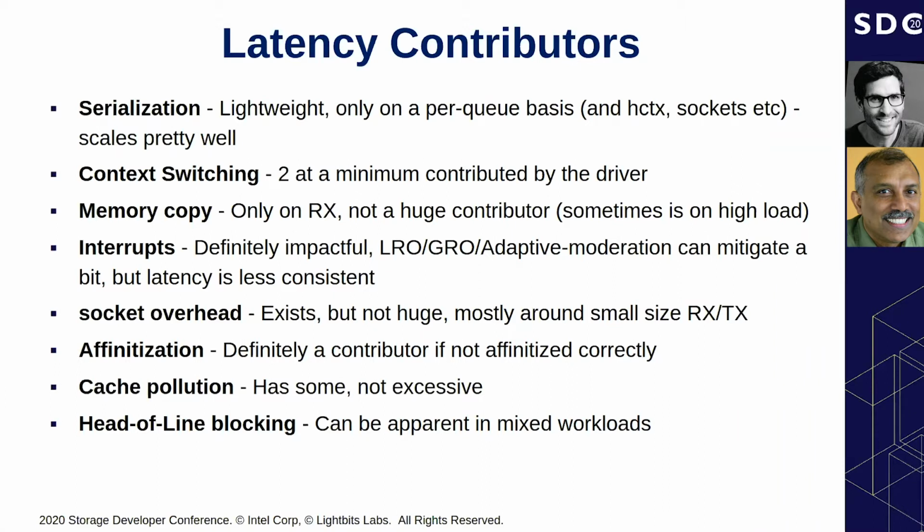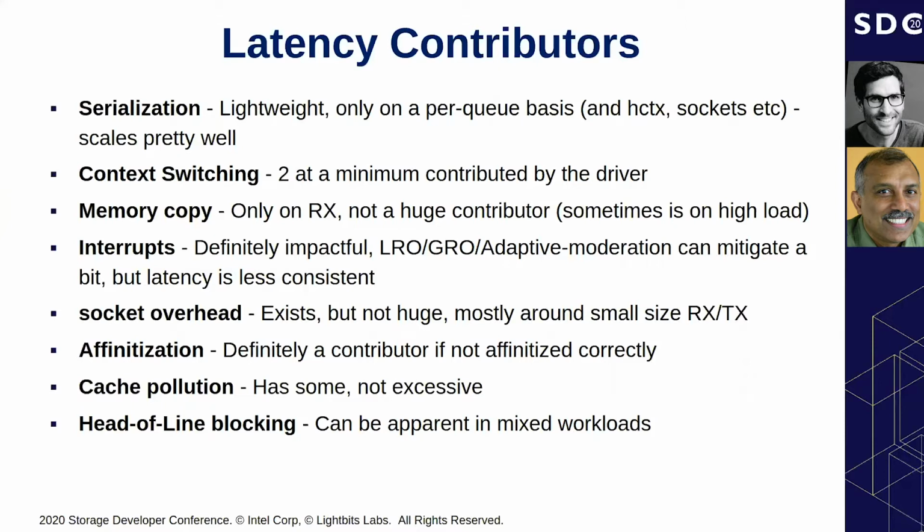You can have context switching that can contribute to latency. We have two at a minimum contributed by the driver, and we'll talk about the work that's mostly driven from ADQ optimization that we do around that. We can have memory copy. Well, in NVMe TCP, we never copy data when we send it out to the network, outside from different corner cases. But when we get payload from the network, namely the RX side, we always copy the data into the user buffer. That's not a huge contributor, but sometimes in high load, that could be something that's meaningful.